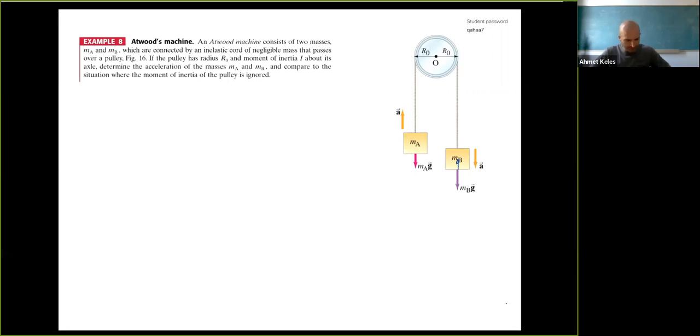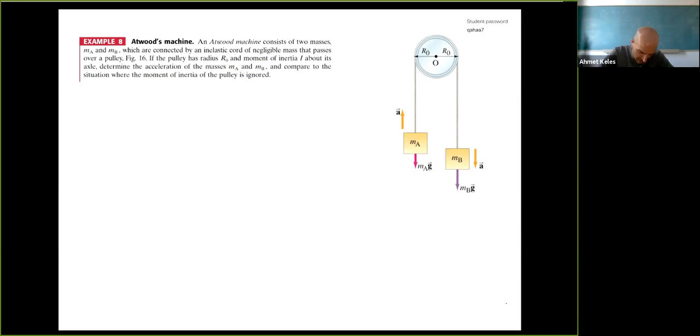So here's the example. An Atwood machine consists of two masses, M_A and M_B, which are connected by an inelastic cord of negligible mass, this guy, that passes through the pulley like this. If the pulley has radius r naught and moment of inertia I about its axle, determine the acceleration of masses M_A and M_B and compare it to the situation where the moment of inertia of the pulley is ignored.